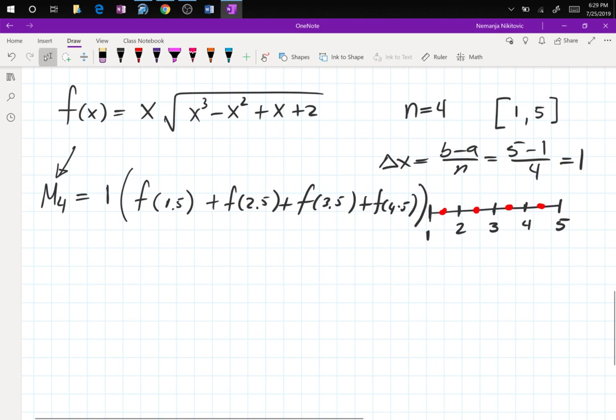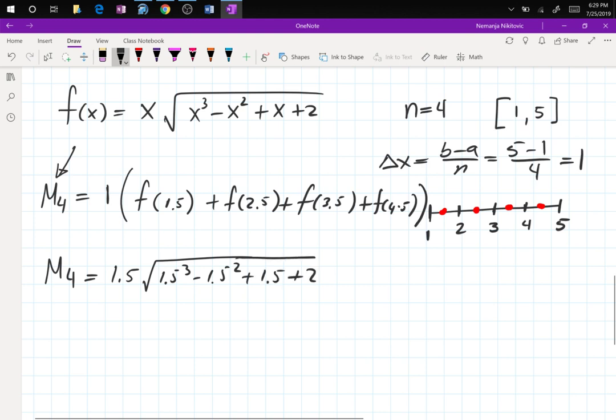And now it's a matter of computing these things in the annoying formula you have up there. So your M4 is equal to 1 times, who cares? You have 1.5 times the square root of 1.5 cubed minus 1.5 squared plus 1.5 plus 2. If you're Rutgers students, you do this by hand, on the test. The entire calculation by hand. No calculator of any kind on any of the tests.